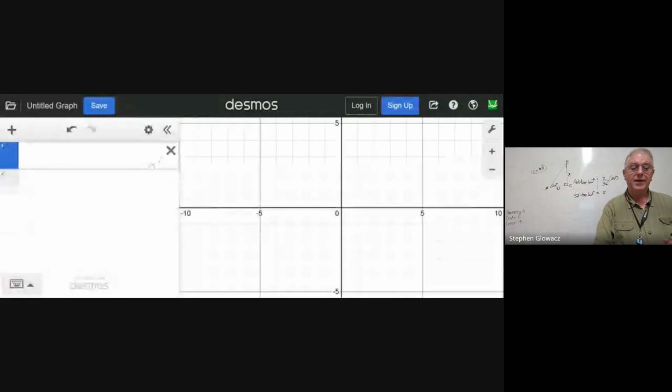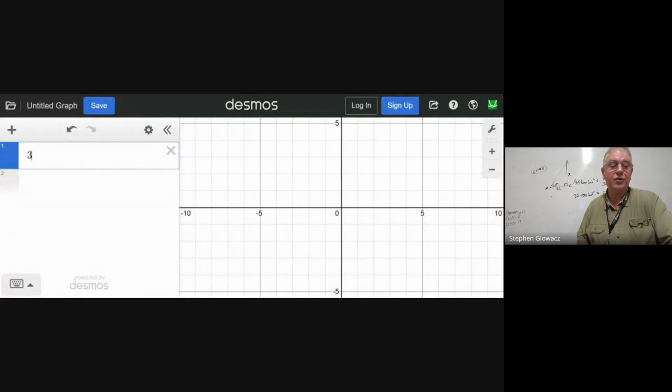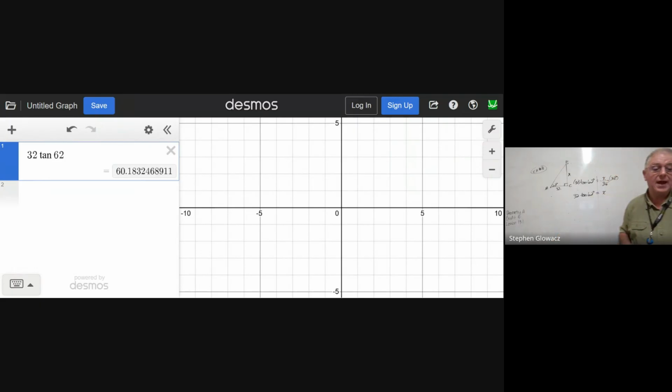And let's go ahead and get rid of this. So we have 32 tangent of 62 degrees. And so we just enter it like that. Even though it's 32 times the tangent of 62, we don't need to type times or put parentheses in. Desmos understands that a number to the left of a trig ratio is multiplying. And then to the right, it recognizes it as the angle. All right, so we get 60.18, as you can see there.